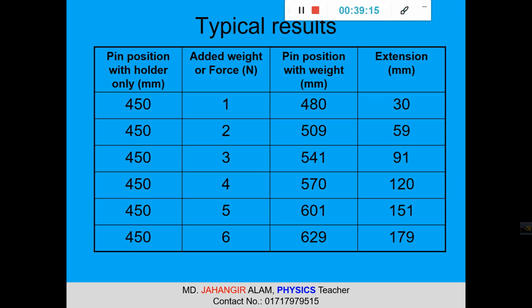and the original length is 450. By subtracting, we can calculate the extension, 91 millimeter. When added weight is 4 Newton, then the new pin position is 570 and the extension will be 120 millimeter. In this way, we can also calculate the extension for added weight 5 Newton and 6 Newton.